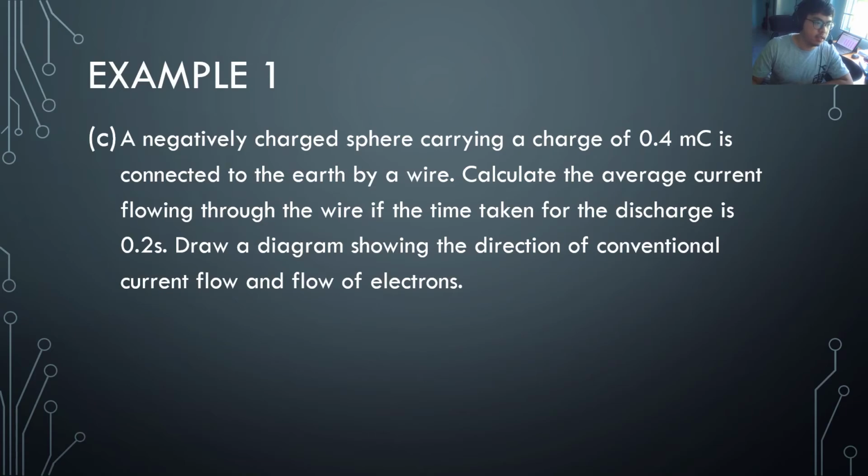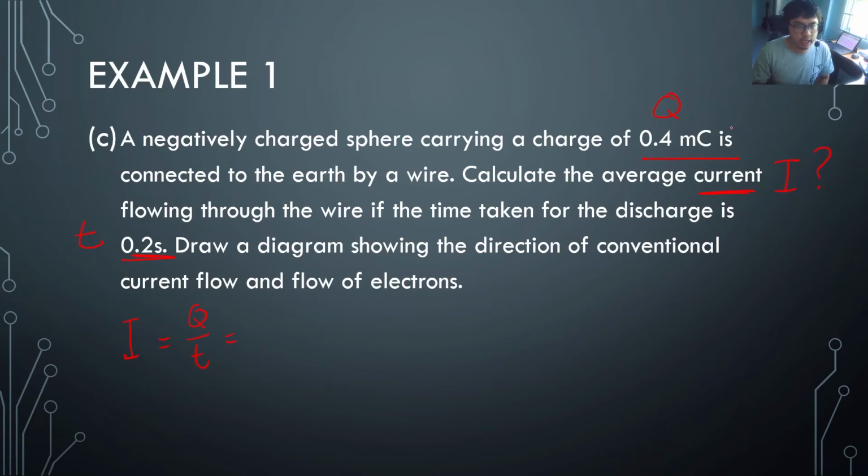The third example: a negatively charged sphere carrying a charge of 0.2 millicoulomb is connected to the earth by a wire. Calculate the average current flowing through the wire if the time taken for the discharge is 0.2 seconds. Draw a diagram showing the direction of conventional current flow and flow of electrons. Let's look at the first part of this question, which is we want to find the current. So current is equal to charge over time.